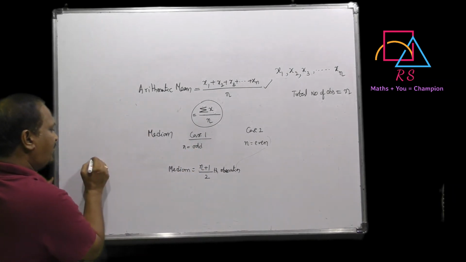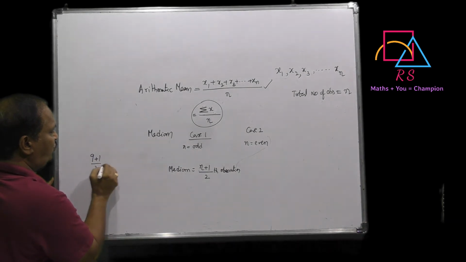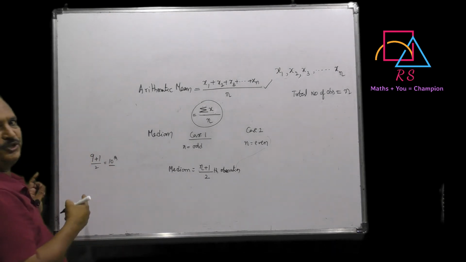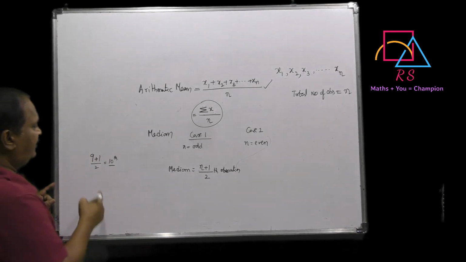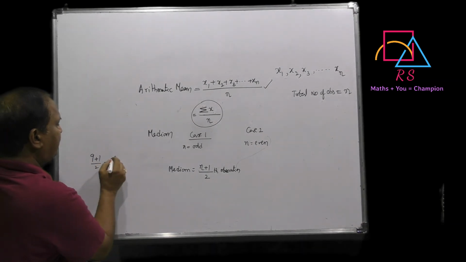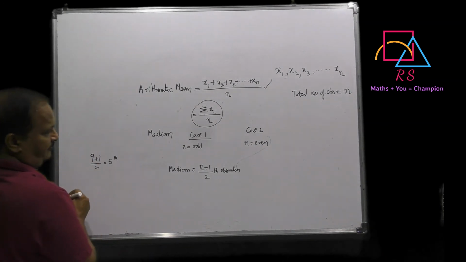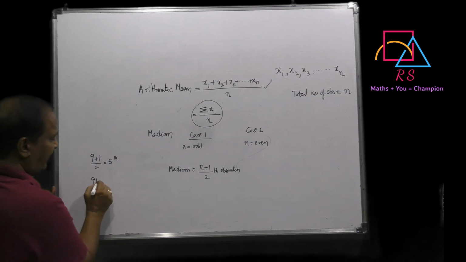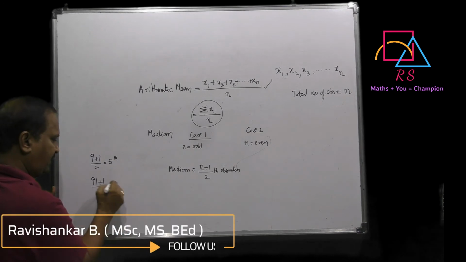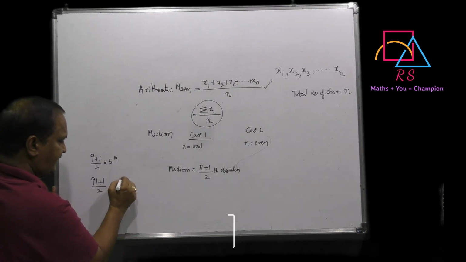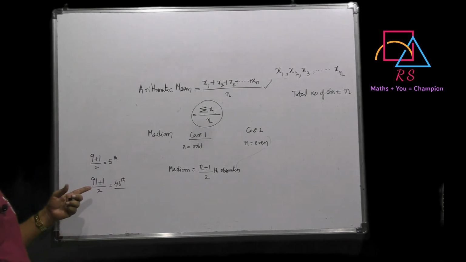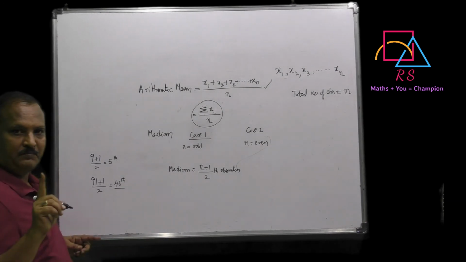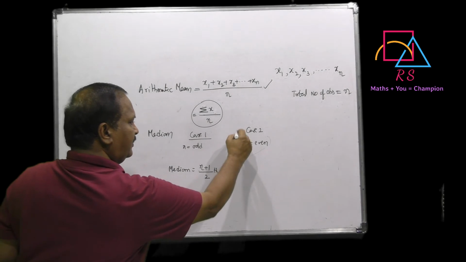Because if n is odd, 9 plus 1 by 2 is equal to 5, so we should use the fifth observation. Suppose there are 91, 91 plus 1 by 2, 92 by 2, 46th value. So the 46th value is the median. This is when n is odd.